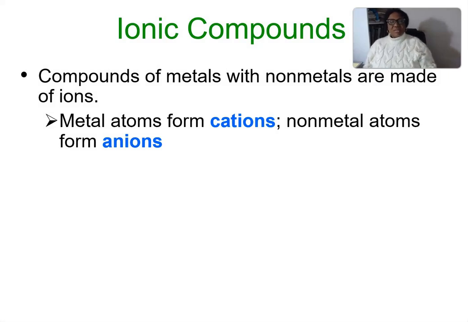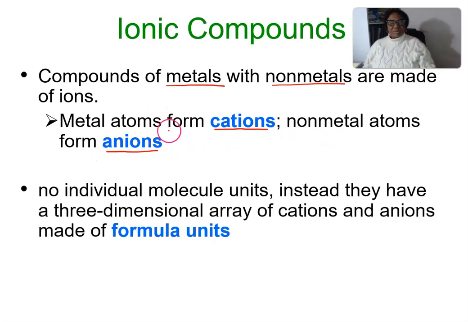So now I want to look at ionic compounds. Compounds of metals that combine with non-metals and are made of ions. The metals form cations. They give up electrons and form cations. And the non-metals accept the electrons and form anions. So it's the electrostatic interaction between the cation and the anion that produces an ionic compound.